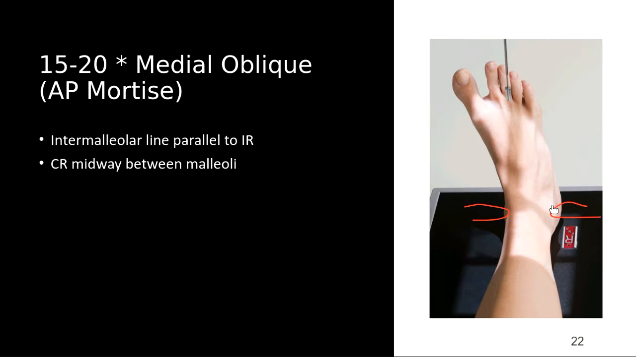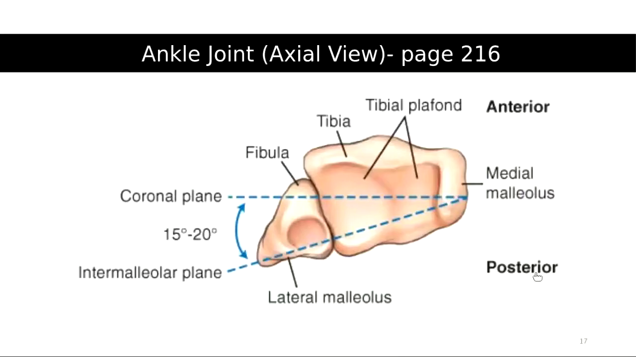But when you rotate them 15 to 20 degrees, what you're trying to do is get that intermalleolar line parallel. So if we go back to that original image we looked at, if I have my finger on my lateral malleolus and I have my finger on the medial malleolus, my fingers are not even. So when you rotate the patient this way, you'll end up with your fingers being parallel to the IR, and that's your goal.